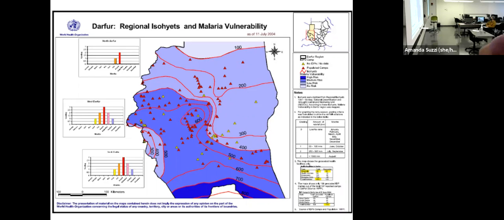You can also see that there are different colored symbols, but they are the same shape. So the yellow ones are no data, and the red ones are populated camps. I don't know this area too well. Not quite sure what that means.